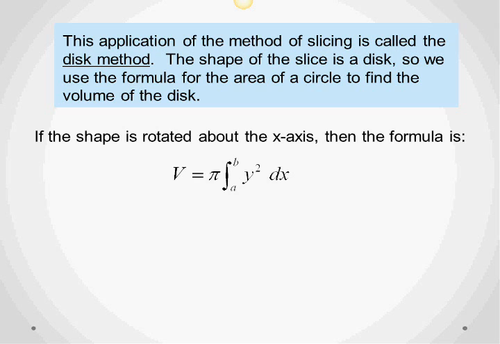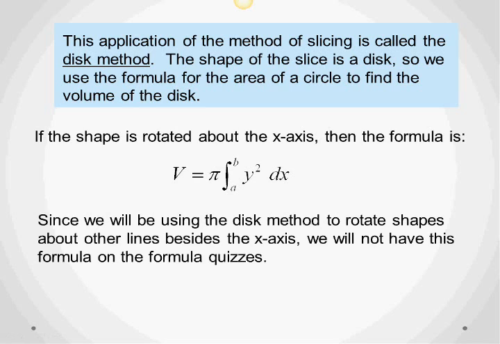If the shape is rotated around the x-axis, then the formula is: the volume is equal to pi times the integral from a to b of y squared dx, y meaning the value of the function at that point. So this y is still going to be in terms of x. We're just denoting it by saying that y equals whatever that function is.